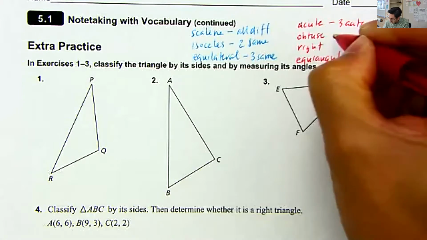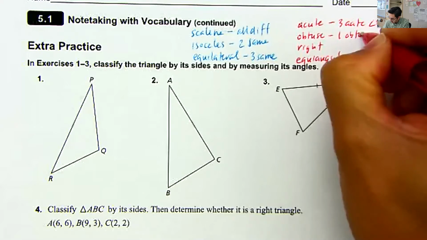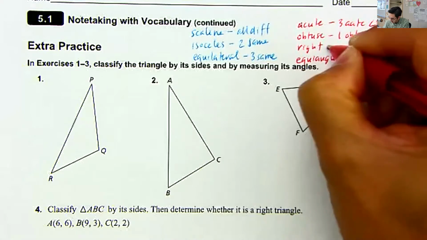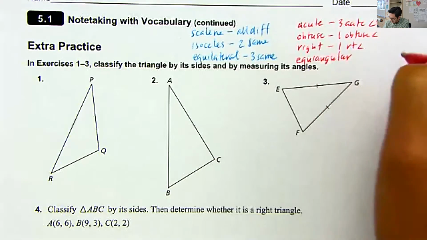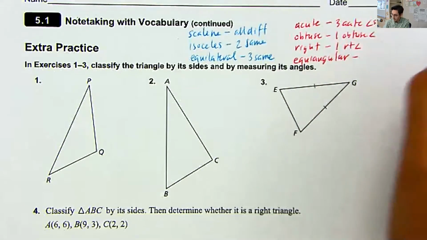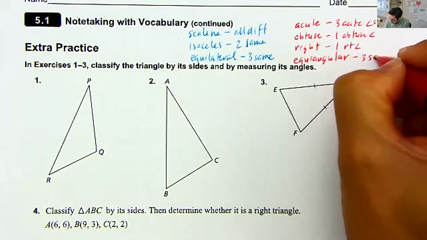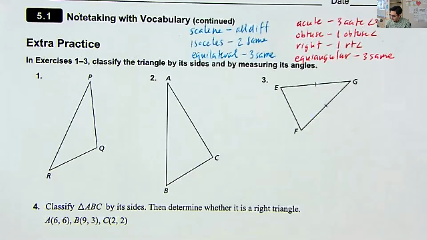3 acute angles. An obtuse triangle is when we have 1 obtuse angle. A right triangle is when we have 1 right angle. And an equiangular triangle is when all 3 angles are the same. 3 angles that are the same.